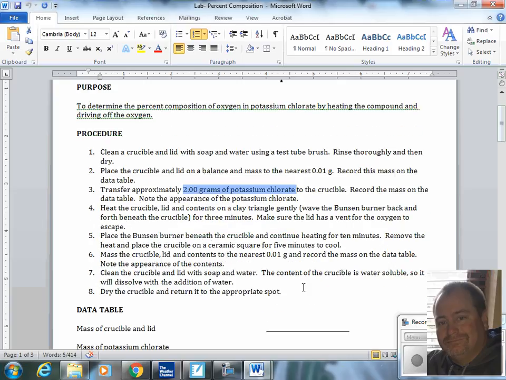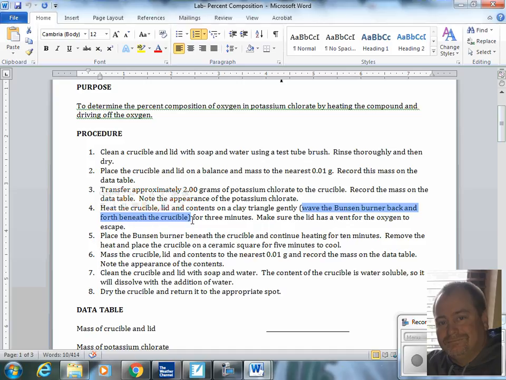Heat the crucible, lid, and contents using the setup we have been using. We have a clay triangle on an O-ring. What we're going to do, though, is gently heat it to start with. Gently heating means that under the O-ring and the crucible, we wave the Bunsen burner back and forth. I will show you this procedure before we start the lab.